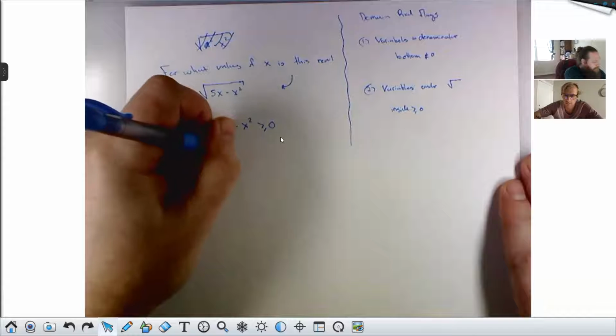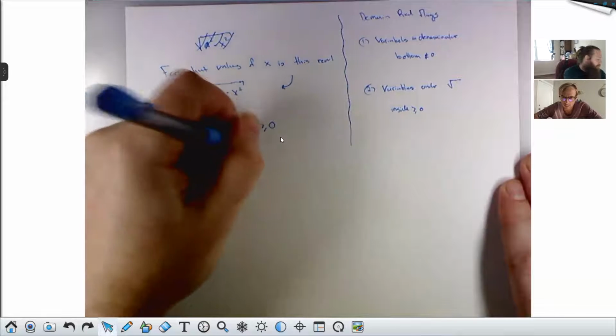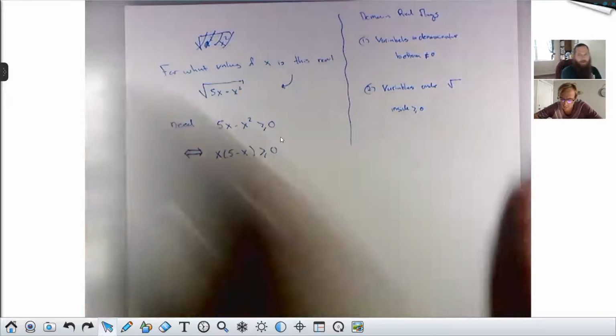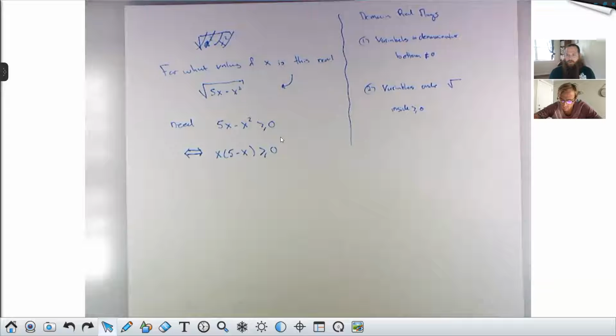Sure. And then do that number line thing that we talked about back in section 1.8. The book presents it slightly differently.